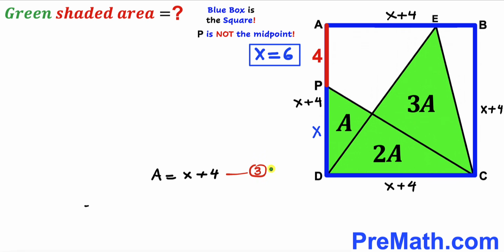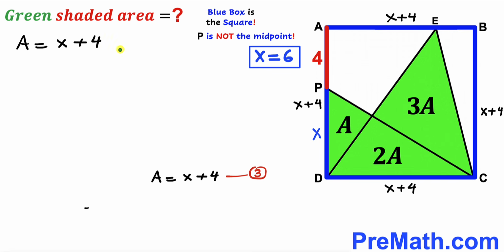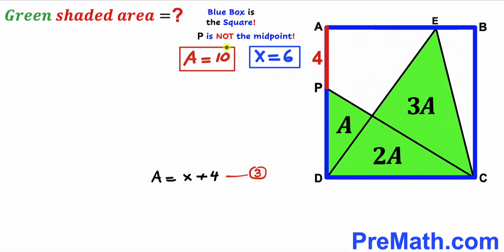And now let's focus on this equation 3. Here I have copied down equation 3. And we know our x value we figured out is 6. So I'm going to replace x with 6 over here. It is going to give us A equals 10. So thus our area A value turns out to be 10. So therefore the area of this triangle is going to be A equals 10.